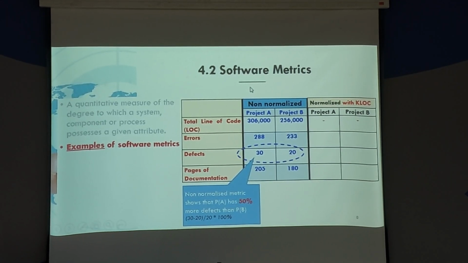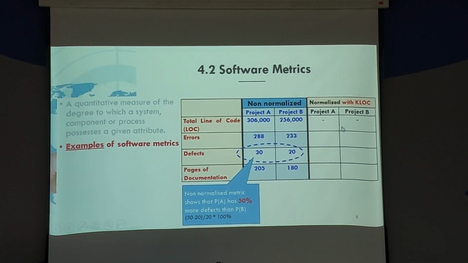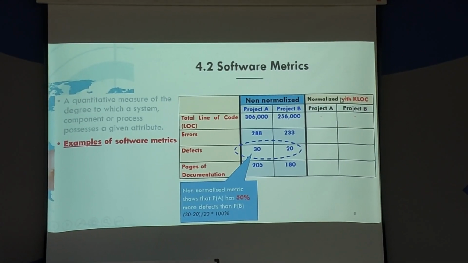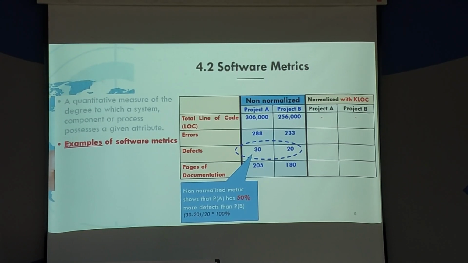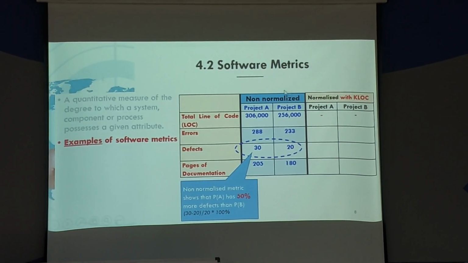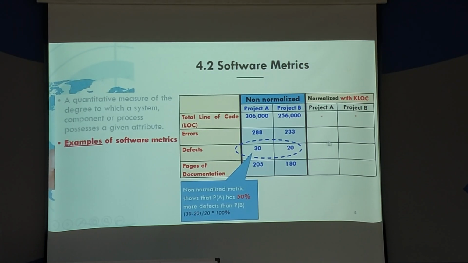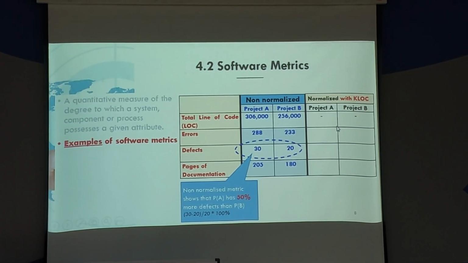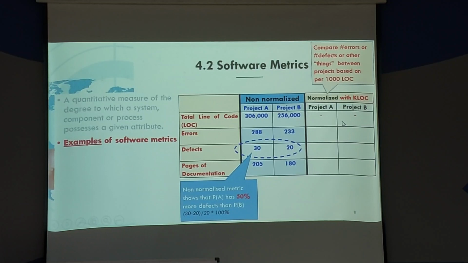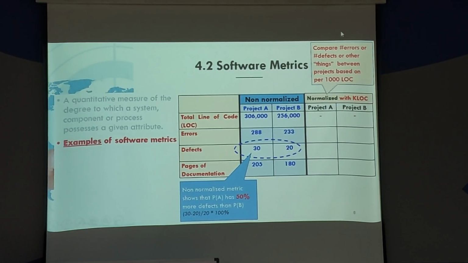Now we normalize the metrics with KLOC. KLOC stands for 1,000 lines of code. So these are non-normalized metrics, and now we normalize the same metrics with 1,000 lines of code. Normalizing with 1,000 lines of code means we compare the number of errors, defects or other things between projects based on per 1,000 lines of code.